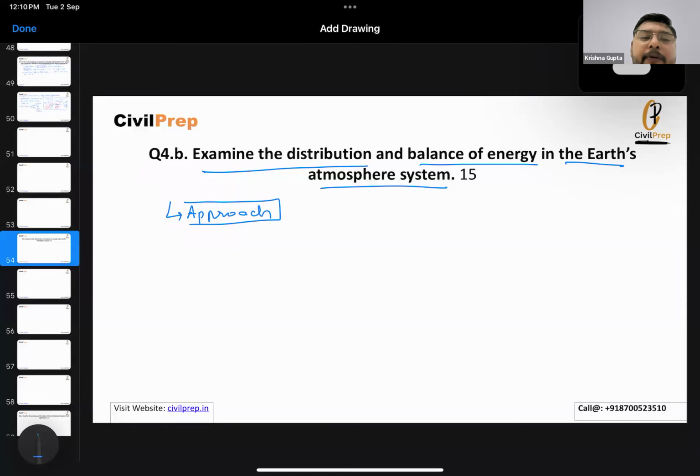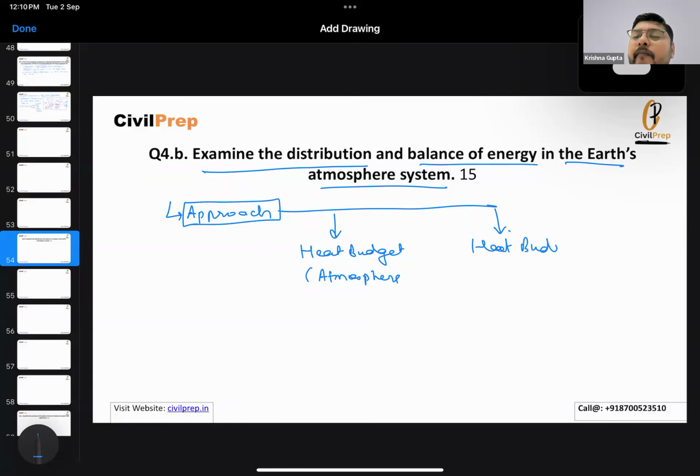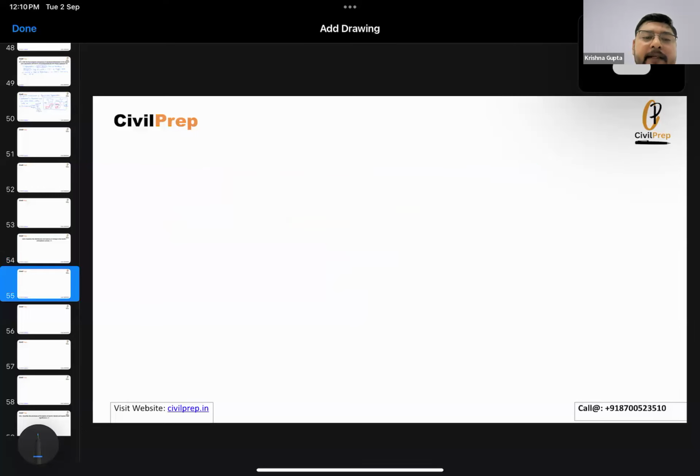The approach: we need to look at two areas. Number one, the heat budget in terms of the atmosphere, and number two, the heat budget from the latitudinal zones.